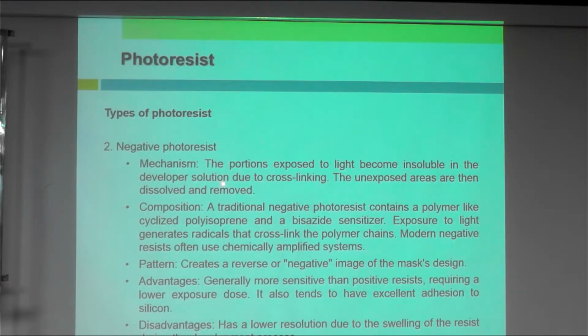And the second type is a negative photoresist, and the portion exposed to light becomes insoluble in the developer solution due to cross-linking. The unexposed areas are then dissolved and removed. So it's the opposite of the positive photoresist. So you are removing the unexposed part.